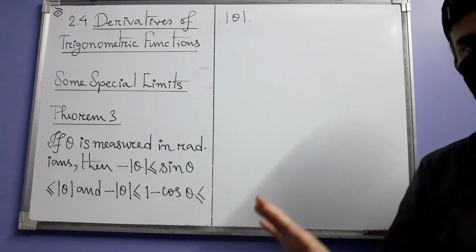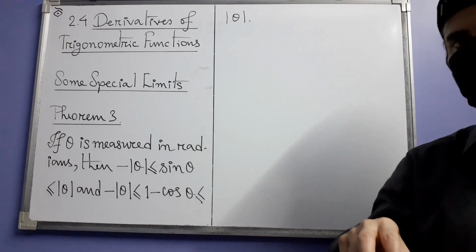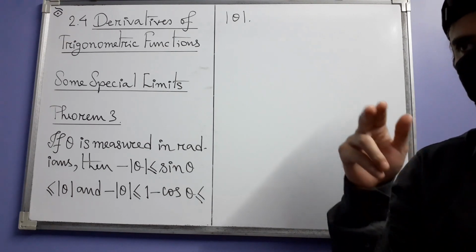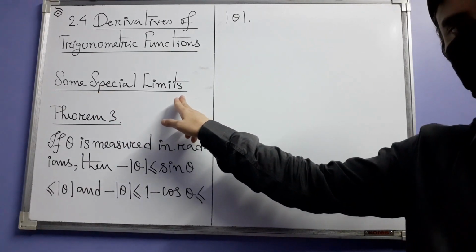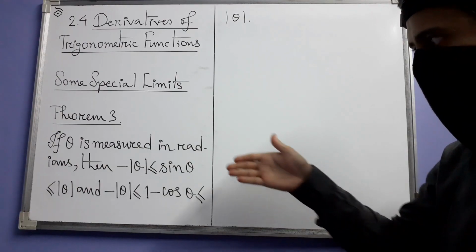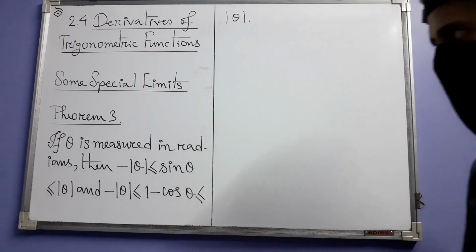Although eventually we will learn how to differentiate the other 4 as well, first of all we are going to see how to differentiate sine and cosine. And for that we will need some special limits. That's why the section starts like this. And today we are going to see one theorem in that direction. So let's see what the theorem is.